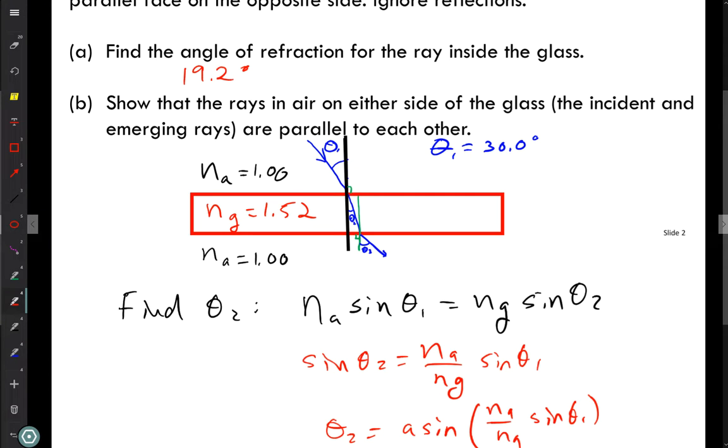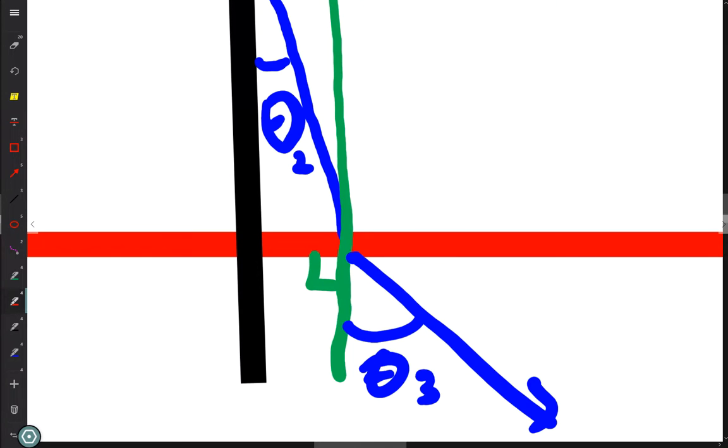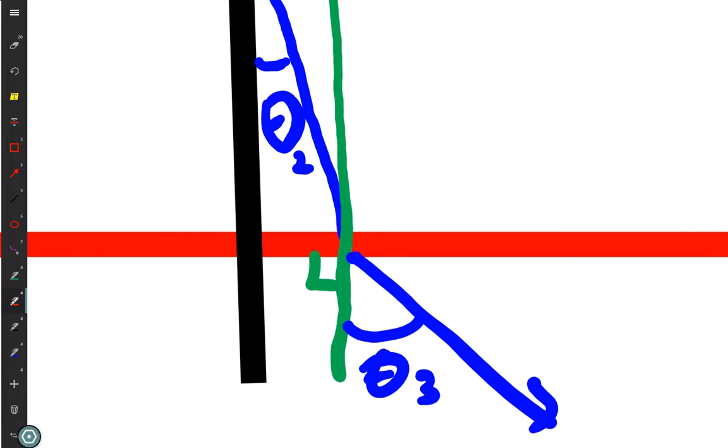Then show that the ray in air on the other side is parallel to the incident light. So if I want to show that second part, what do I need to calculate? Theta 3. And what should theta 3 be if it's parallel? The same as theta 1, because it's the angle between the normal and the ray. So if I look at the light refracting here, what angle do I have to use? Well, what two angles are involved?